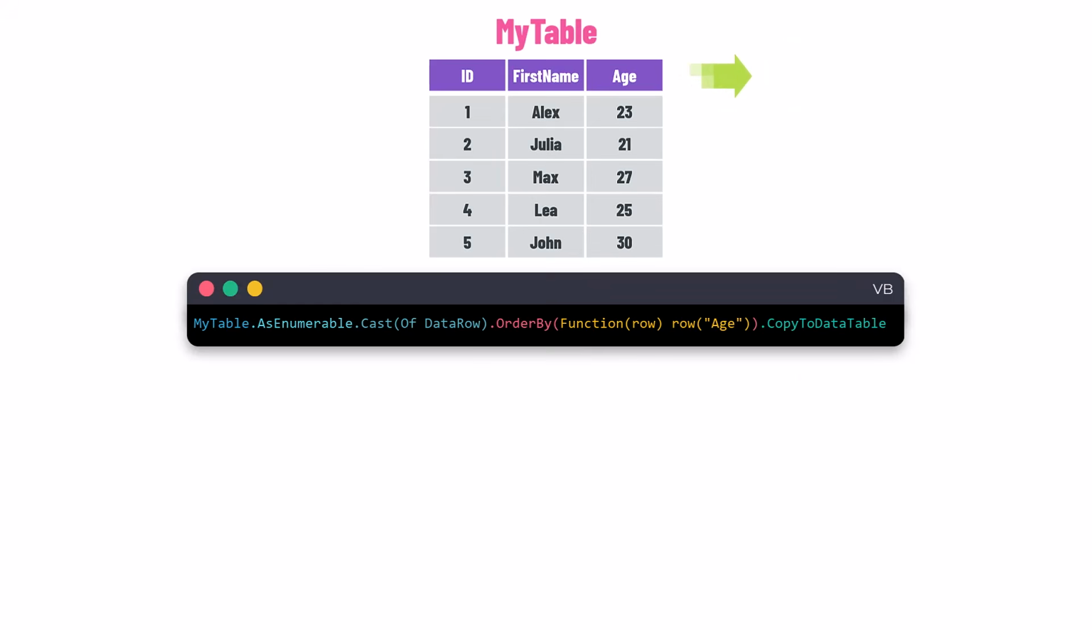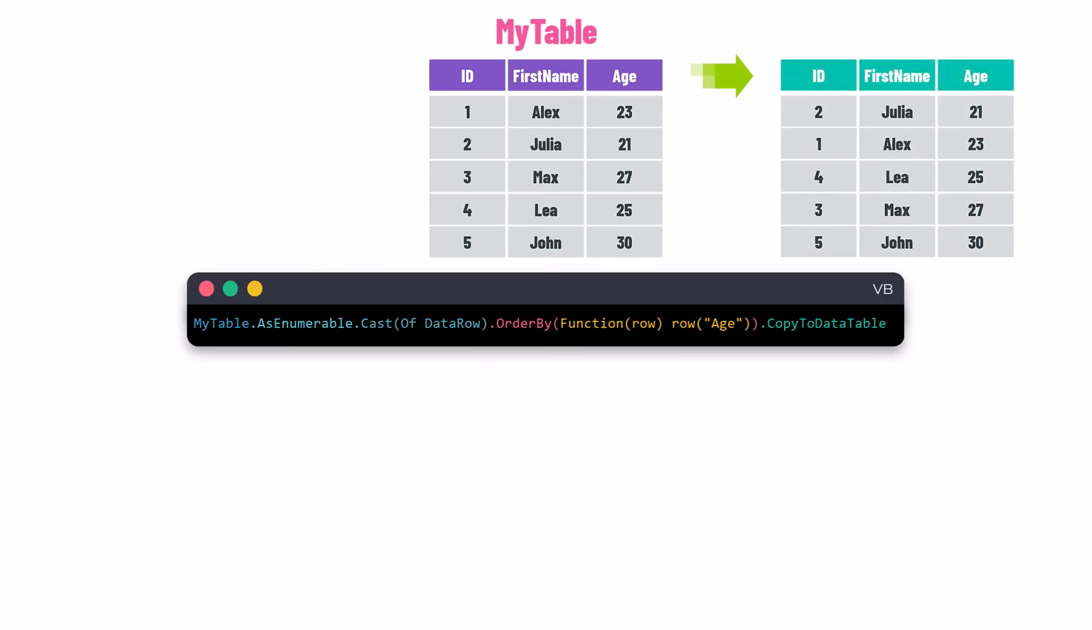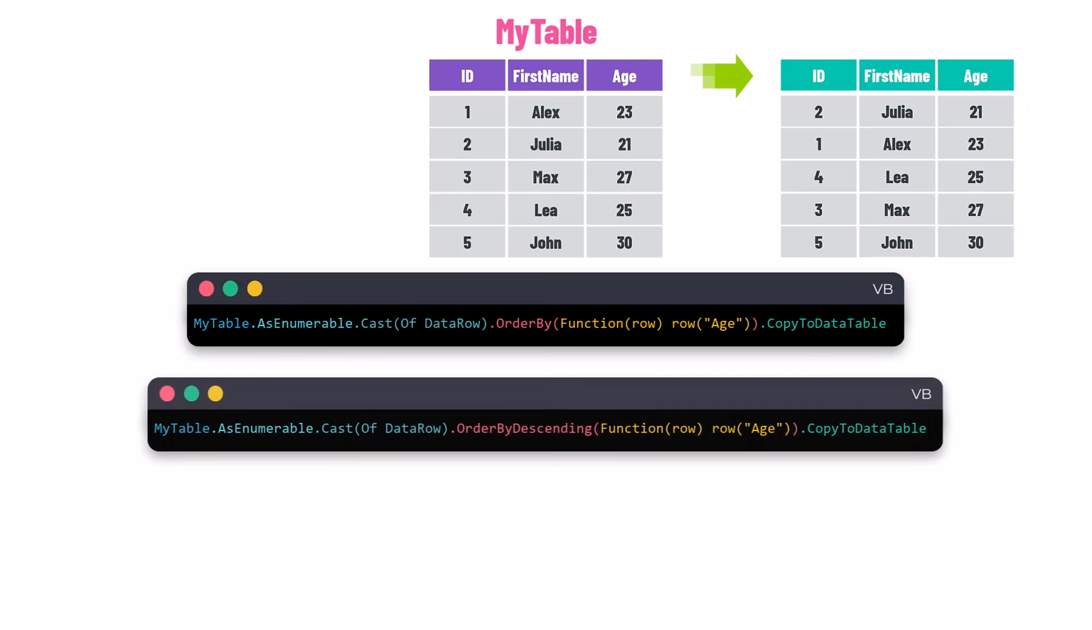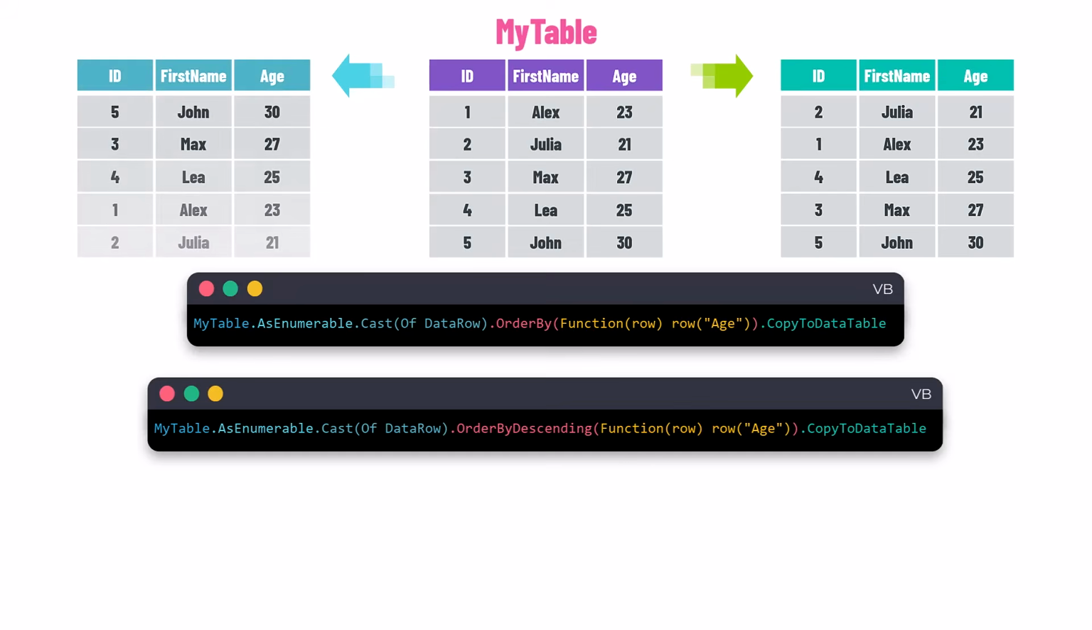The output of this query will be the following table. It's sorted using the age column in ascending order. I have the smallest age in the first row, and the largest one in the last row. The same query can be used to sort in descending order. We only have to use the other method, OrderByDescending. The output will be the following table, which is sorted in descending order.